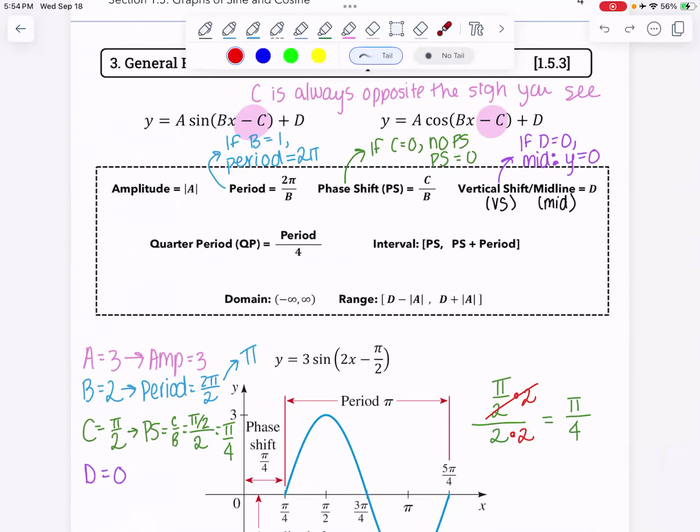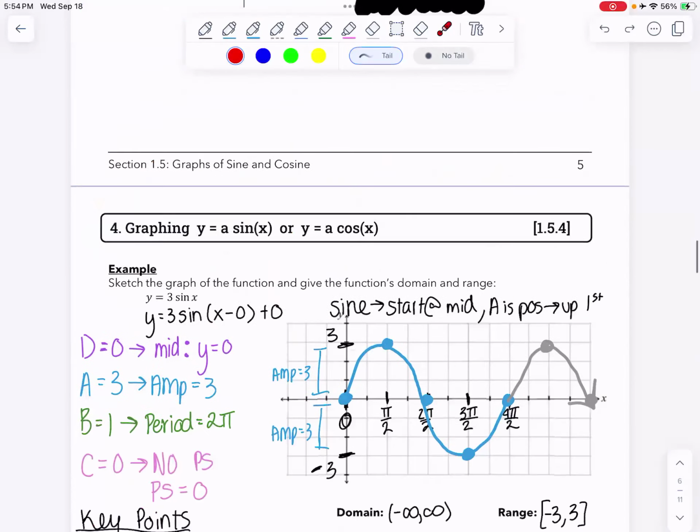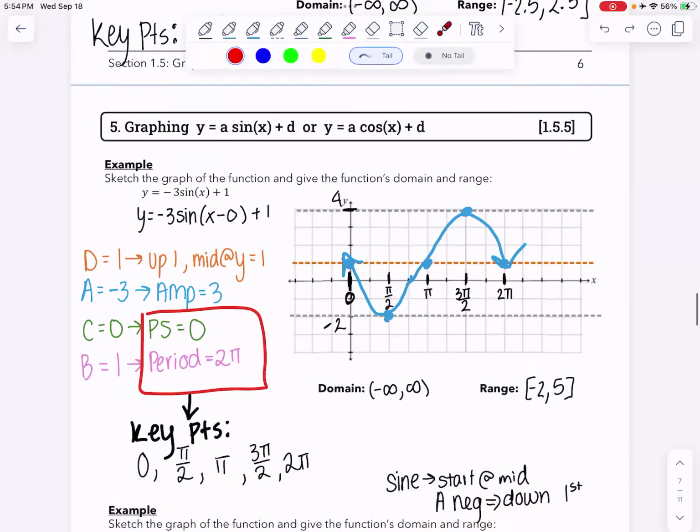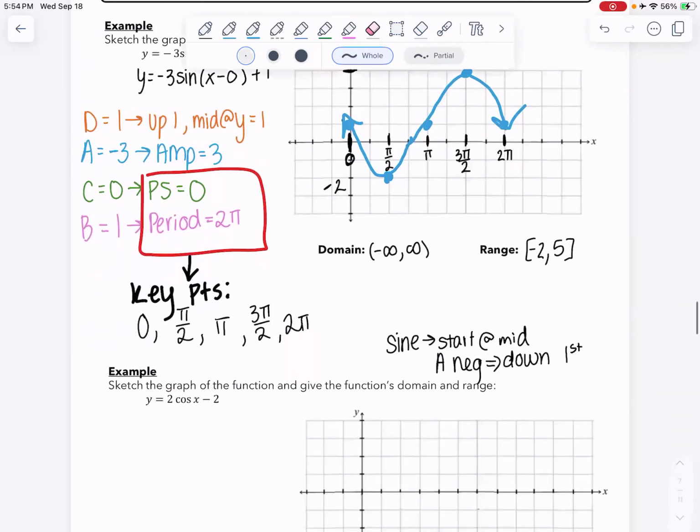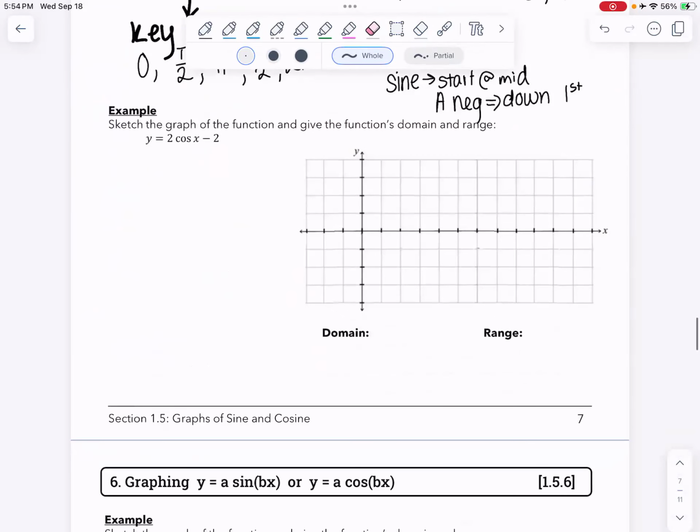All this says is the bottom part of your range is the midline minus the amplitude, and the top part is the midline plus the amplitude, which is exactly what you're seeing here, right? Plus the amplitude, minus the amplitude. And again, these are guiding lines. They're not really there. They're just there to help guide your drawing. All right, let's do one more here.